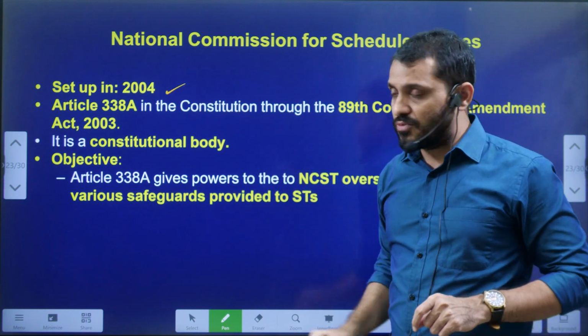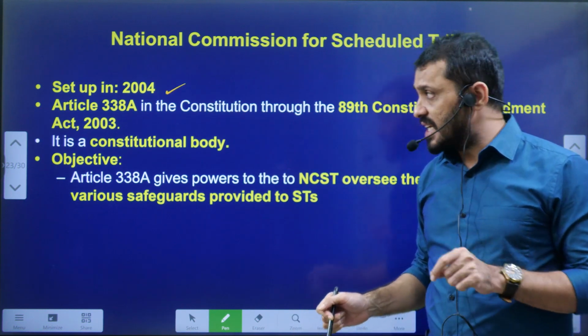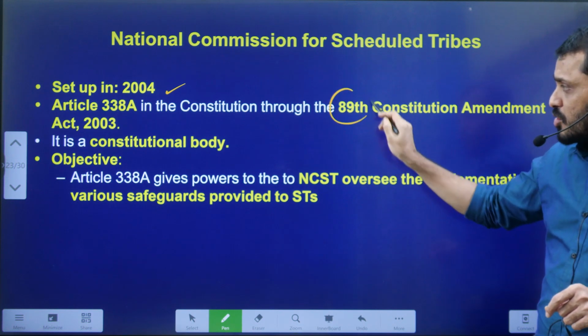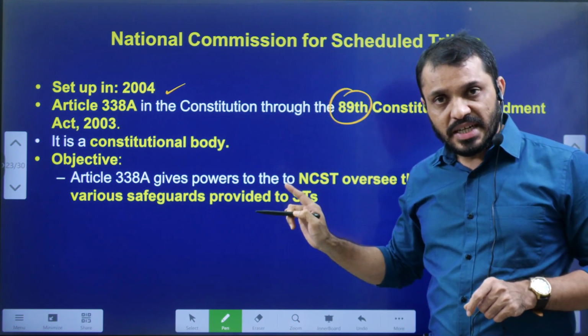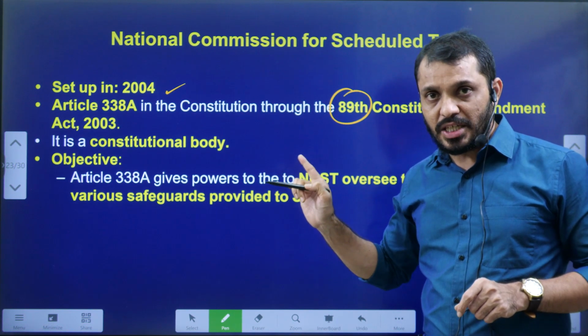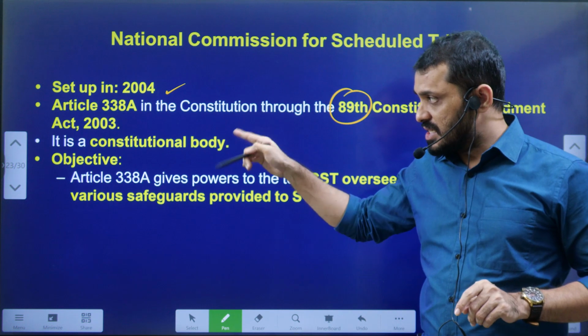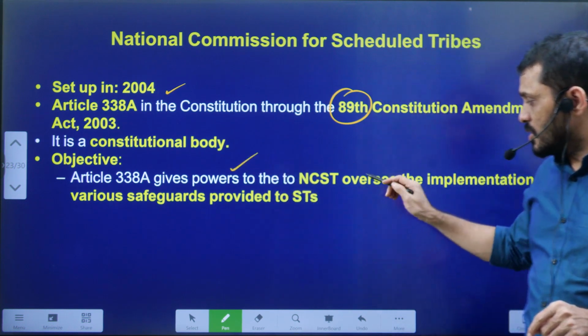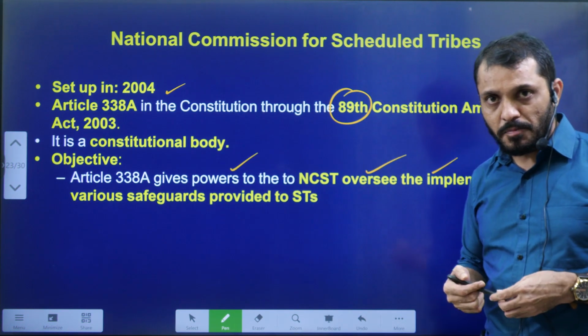It was set up in 2004. It comes under Article 338A, through the 89th Constitutional Amendment Act 2003. It was separated from the National Commission for SC. Previously, the National Commission for SC/ST used to be only one. What is the main objective? To protect the safeguards related to ST.